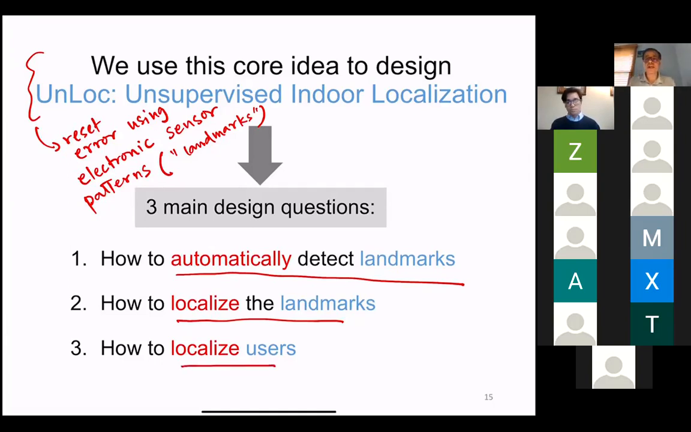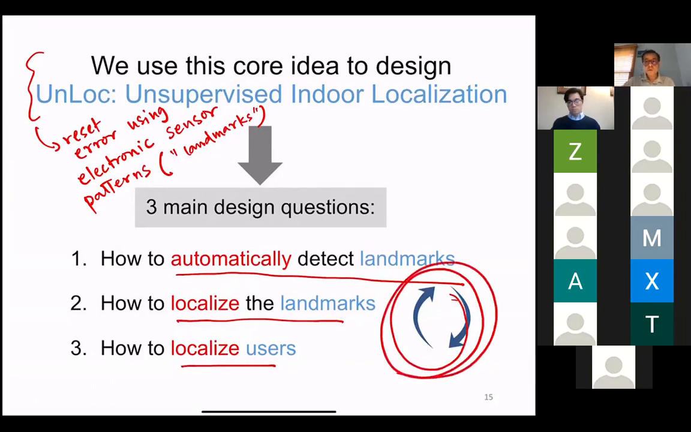Finally, I need to localize the user. Okay, so these are the main design questions. Great. And the core idea we are going to go after is a recursive mechanism where I do not know where the water fountain is. I'll make some guess. From that guess, I will guess where I am. From my guess, I will guess the water fountain, and I'm going to keep doing it until I converge.